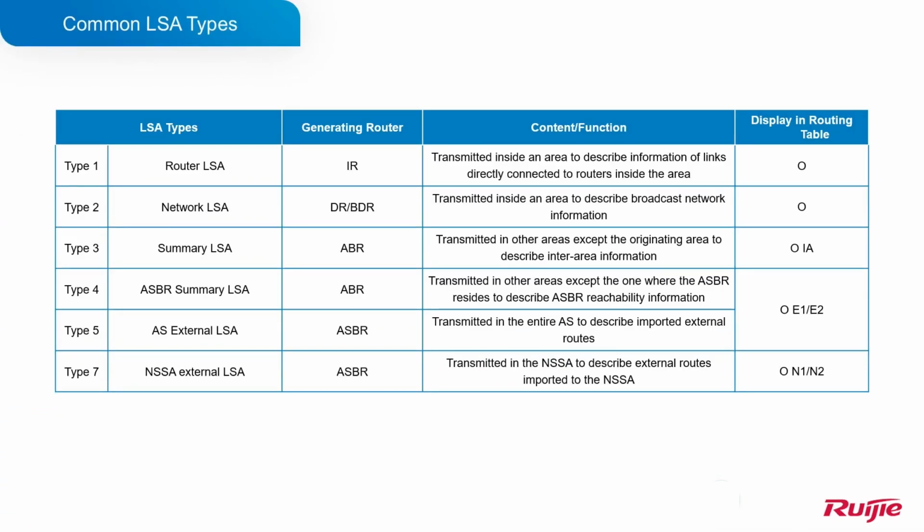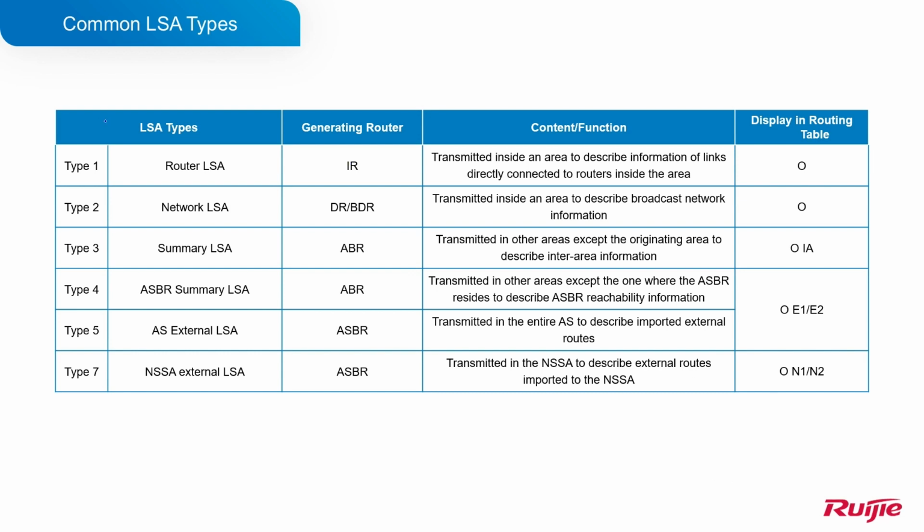Okay, here we can see the common LSA types. Here we can see types 1, 2, 3, 4, 5, 7, and right now we have introduced types 1, 2, 3, 4, 5. Okay, so now we will learn more details about the different types of LSA.